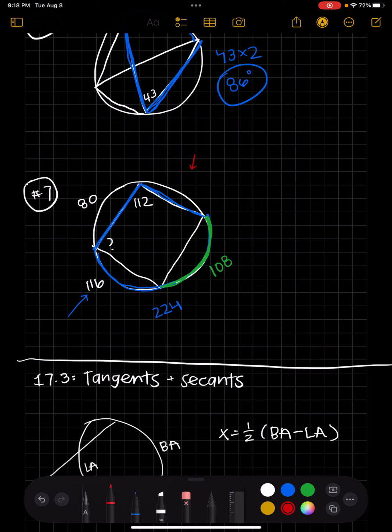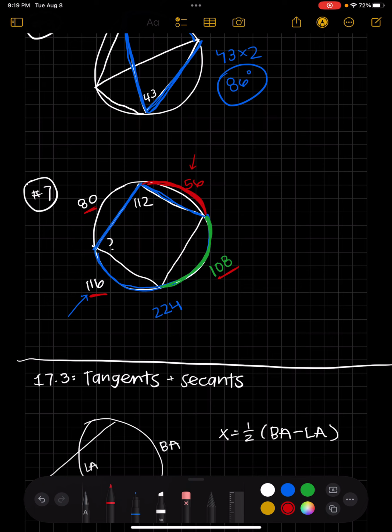We know that all the way around a circle is 360 degrees, right? Which means that all of the angles, I can add this one and this one and this one. I don't add the 224 because that's already the 116 and the 108. And then I subtract that from 360. So I'm going to do 360 minus 80 minus 116 minus 108. That gives me 56, which means that this has to be 56, from here to here, right?